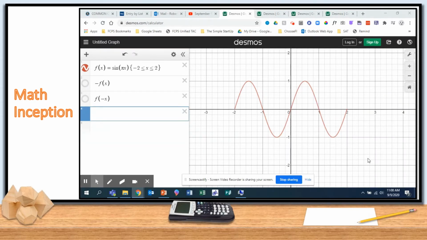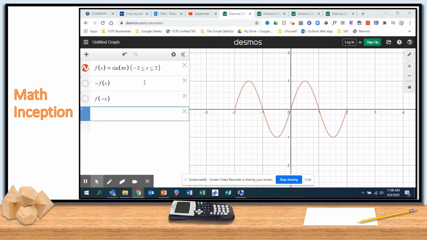The first one here, you can see from the function screen on the left, this is a sine function, but it has a horizontal compression by a factor of pi. And we've put a limit on the domain as well from -2 to +2. So the question we want to know is, is this function even, odd, or neither?